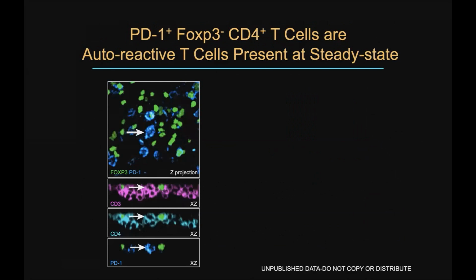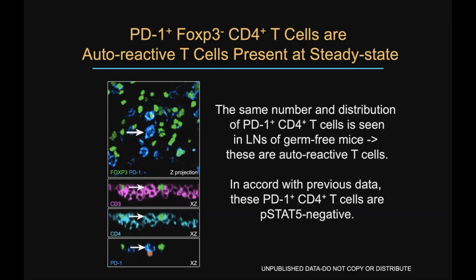which left open the question of how autoimmunity is averted by Tregs. What Harry did is to turn the difficult task of looking for IL-2 into one of identifying the autoreactive cells based on PD-1 expression. And this just shows you an example of a PD-1 positive CD4 cell that's not FOXP3 positive. And the important point is the same number and distribution of these PD-1 positive cells is seen in germ-free mice, so we know they're autoreactive, and in concert with our earlier data, they're pSTAT5 negative.